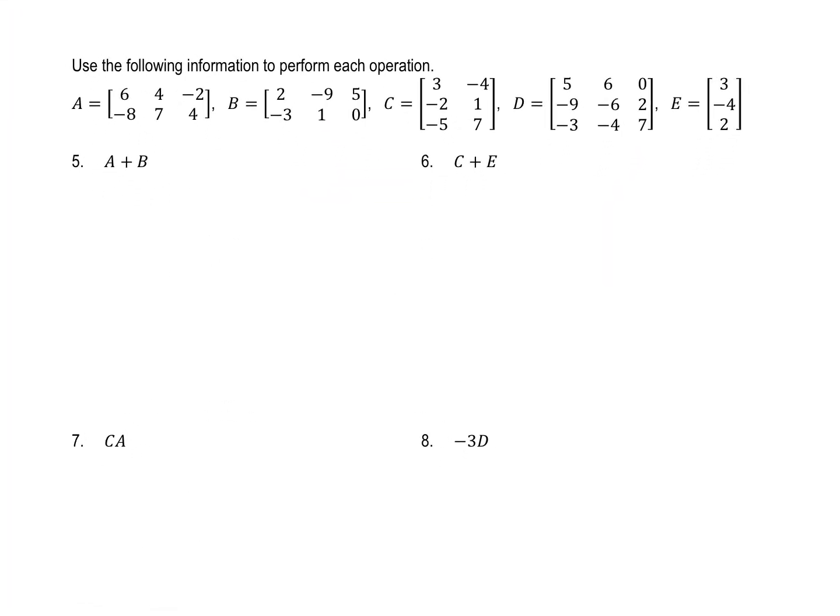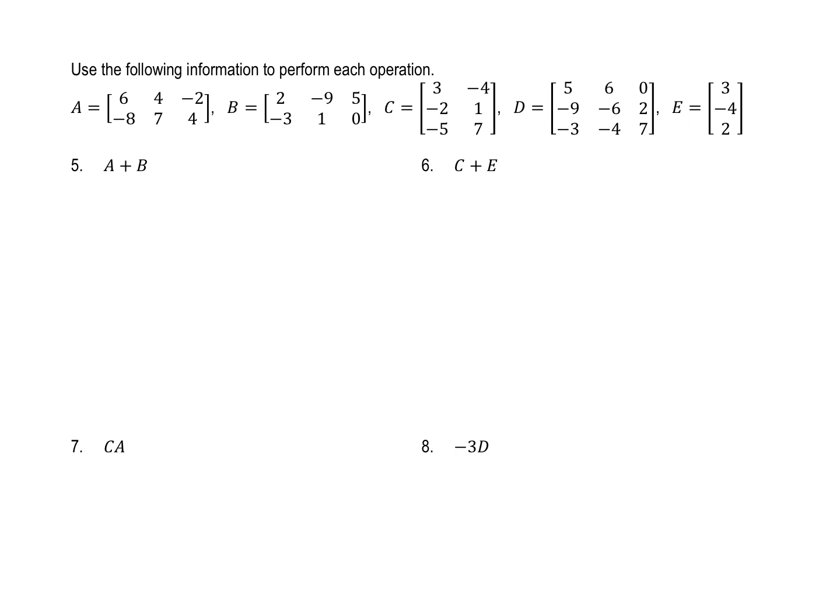For your next question, you are using the matrices of A, B, C, D, or E in the following questions. For number 5, you're doing A plus B. You have a 2 by 3 for A and a 2 by 3 for B. They are the same dimensions, so we can add those. So we're just going to do that.